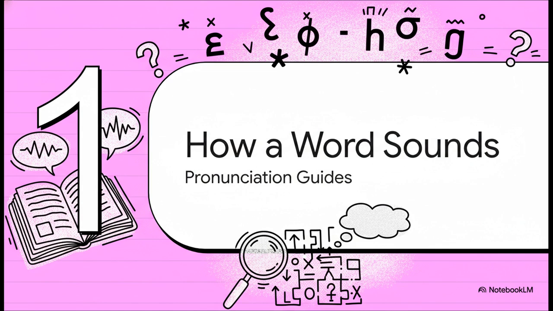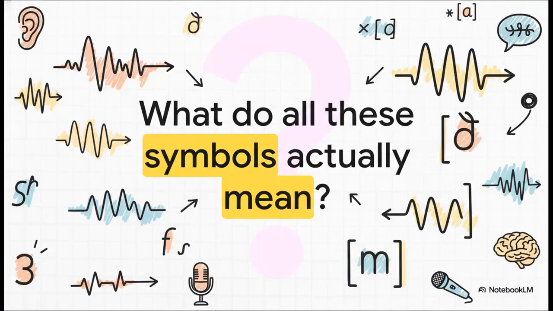Dictionaries don't just tell you what a word means, they give you a very precise guide on how to say it. And, well, sometimes those guides can look a little like a secret code. Yeah, what do all these symbols even mean? It seriously looks like something you'd have to decrypt. But it's not a secret code, it's actually a super precise system for capturing every sound in a language. Let's break it down. Check this out.